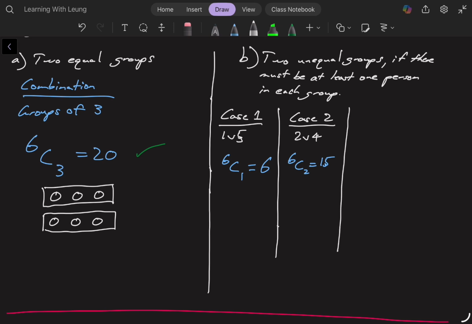Now, one might say, Mr. Long, there are other cases, aren't there? You've got case 3 and case 4, where you've got 4v2 and 5v1. Obviously, we don't do 3v3 because that's not an unequal group. And what I would say is your intuition is very correct. There are these cases, but if we actually draw them, we'll see that they're already being counted, and we don't want to overcount. Every time I make a group of 1v5, I'm basically doing this.